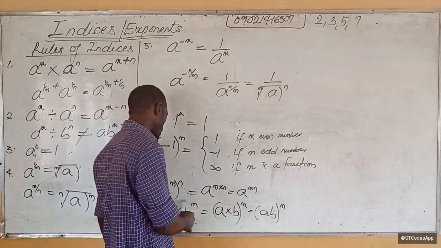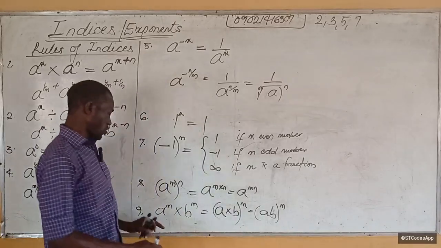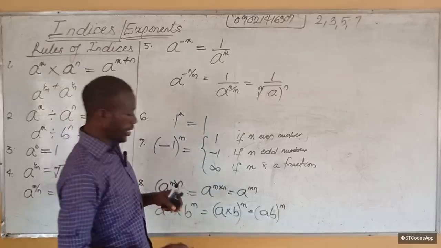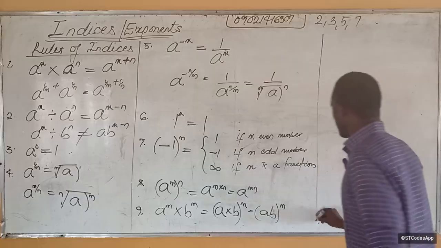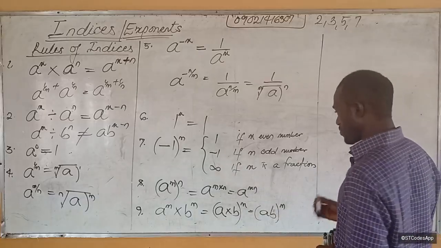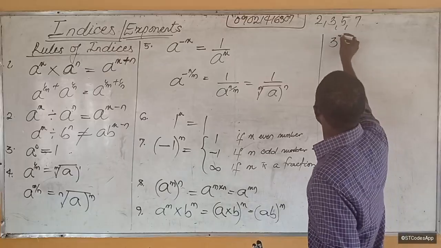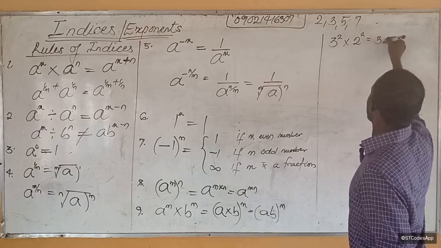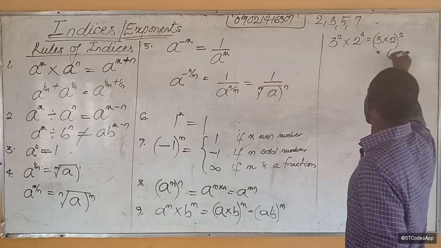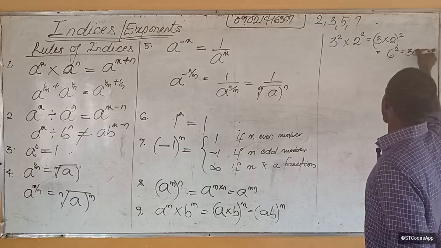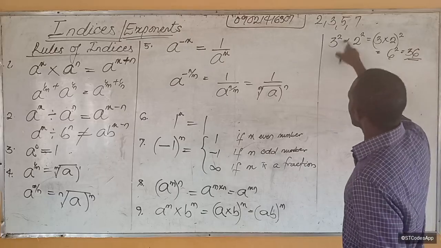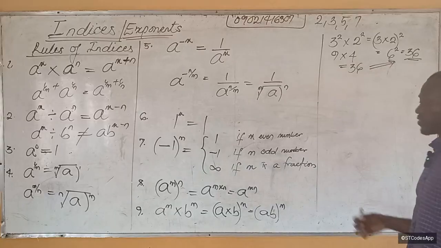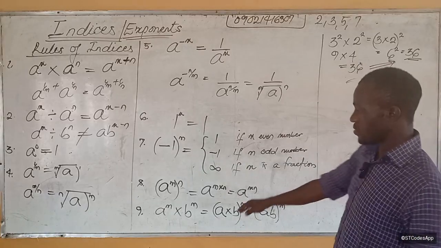Because they have similar power, I could easily just take both bases, multiply them together, and raise it to the same power. Let me give you a proof for that one. So, for example, you have something like 3 raised to power 2 multiplied by 2 raised to power 2, which is the same as 3 by 2 all raised to power 2, and that is 6 squared, which is 36. Now you could prove that here. 3 squared is 9, by 2 squared is 4. 9 by 4 is what? 36. Do you understand now? So that shows you that this rule is valid.